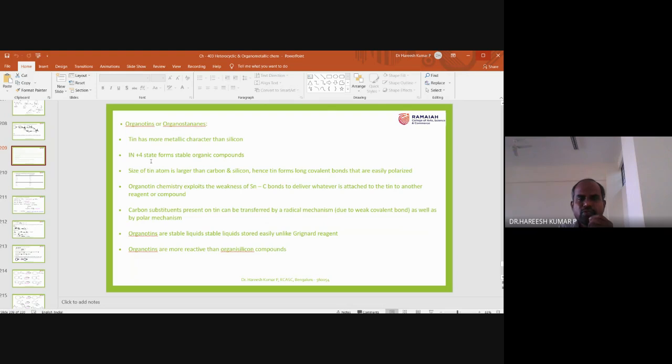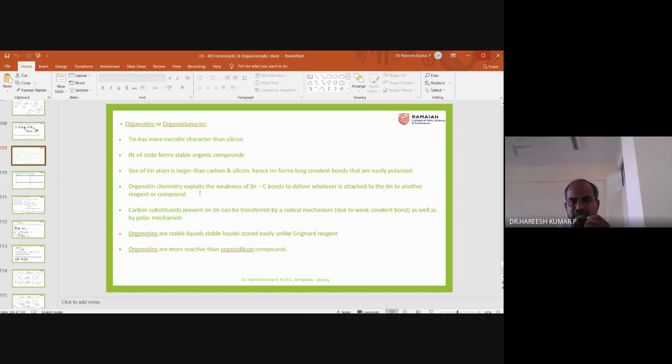So in the plus 4 state, tin forms stable organic compounds. The size of the atom is larger than carbon and silicon. Hence, it forms long covalent bonds that are easily polarized.